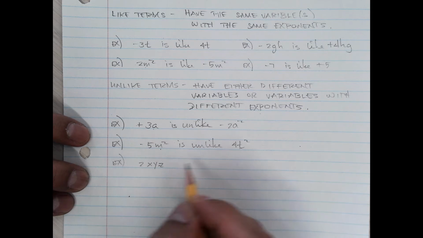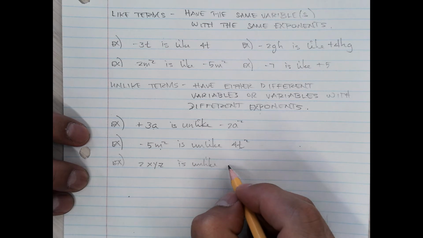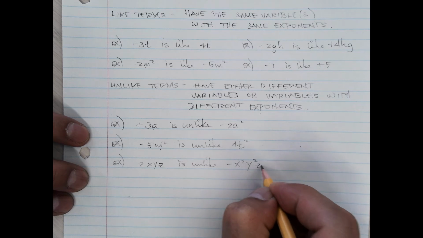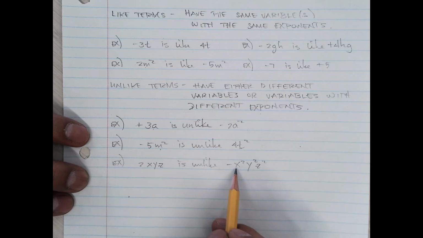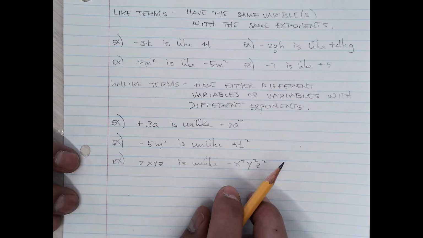How about 2xyz is unlike negative x squared y squared z squared. Sure, same variables, but these ones have exponents of 2 and this one has exponents of 1.